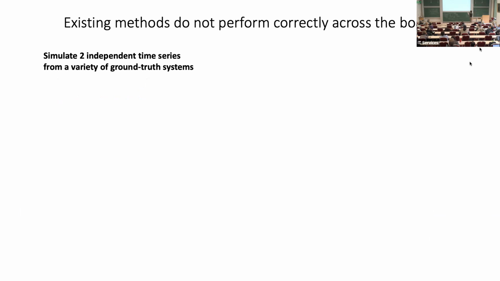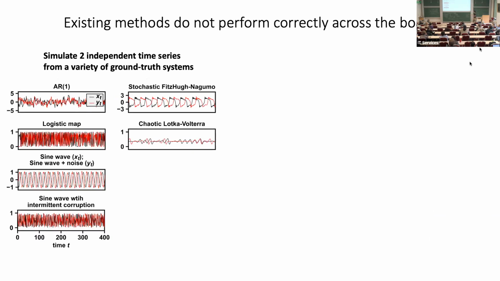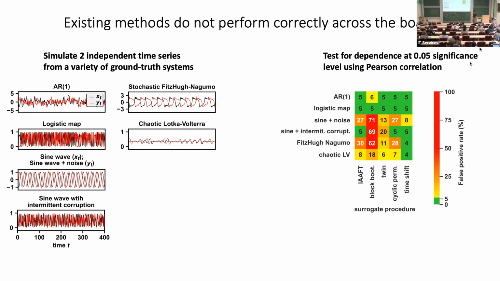So I'm going to simulate two independent time series from a variety of ground truth systems. And here they are. I can't really go through them, but they have very different visual appearances, and I promise you that their mathematical properties are diverse as well. And so we're going to do the boring thing, test for dependence at the 5% significance level using Pearson correlation. Here I'm plotting the false positive rate, and green is good because it means you're at or below 5%, and other colors are less good. If we go back to the definition of valid, if you were at 5%, then that suggests that you're a valid test.